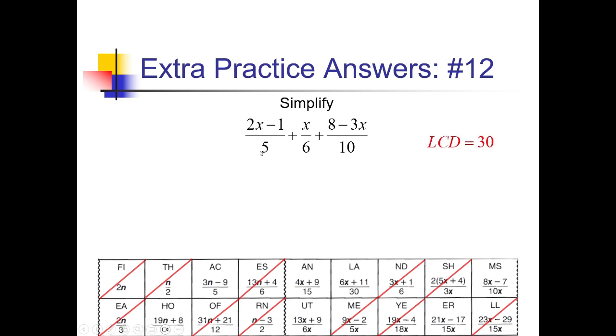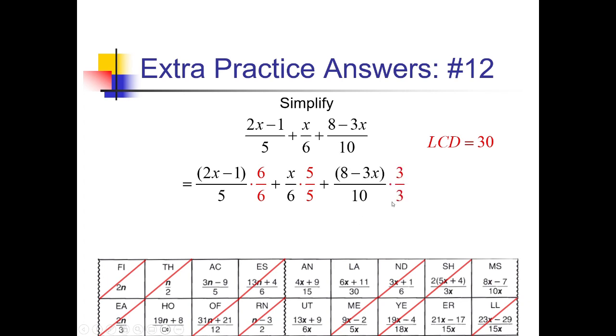30 over 5 would give us 6, so 6 over 6 is what we'll multiply that first fraction by. 30 over 6 would give us 5, so the x over 6 gets multiplied by 5 over 5. And then this last one gets multiplied by 3 over 3 to get 30 down there. Going through and simplifying a little bit, distributing the 6 here, we have 12x minus 6 over 30. Next up, we have a 5x over 30. And then finally, distributing this 3, that gives us 24 minus 9x, all over 30.